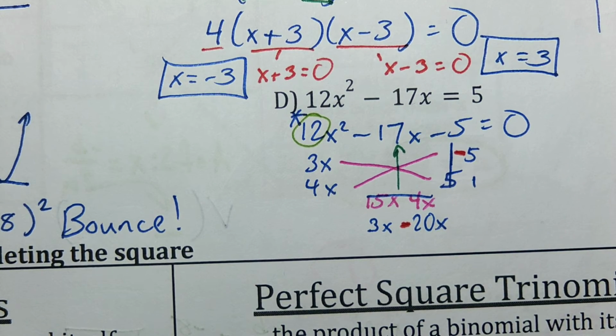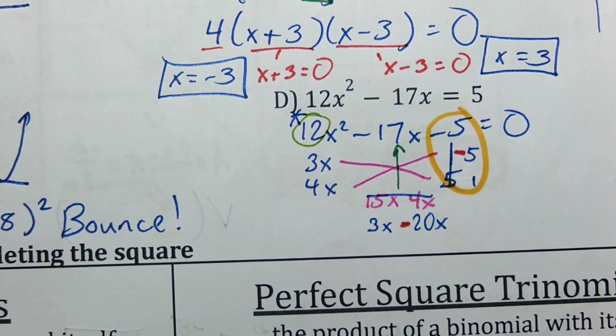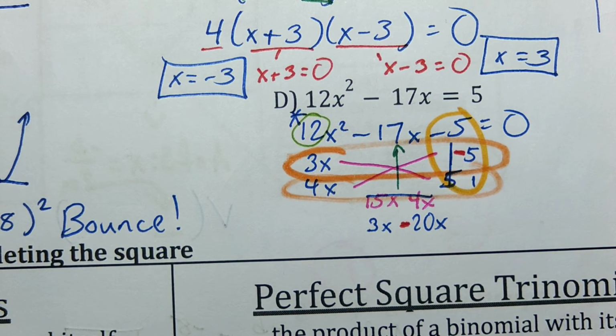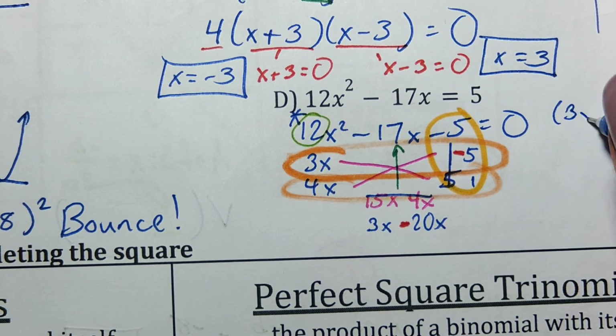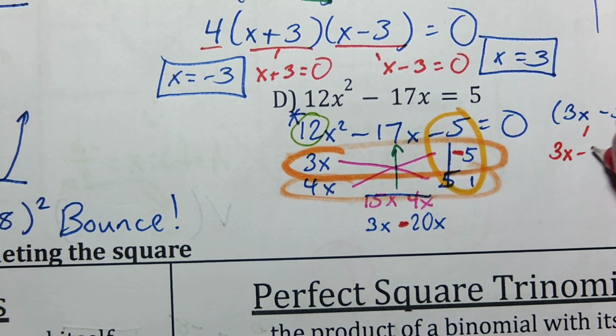Now, don't forget, it's always in your interest to check the product number before you write the factors. Is negative 5 times 1 negative 5? Yep. So that means our factors going straight across from each other: the 3x gets paired with the negative 5, the 4x gets paired with the 1. So, wish we had more room. 3x minus 5, 4x plus 1 equals 0. So either this factor is equal to 0, gross, or this factor is equal to 0.